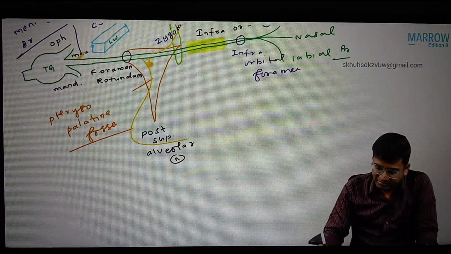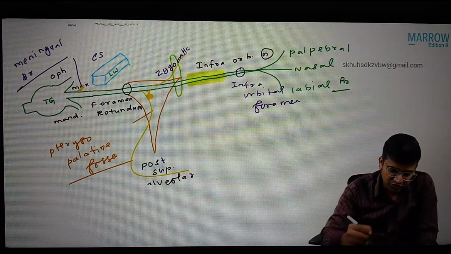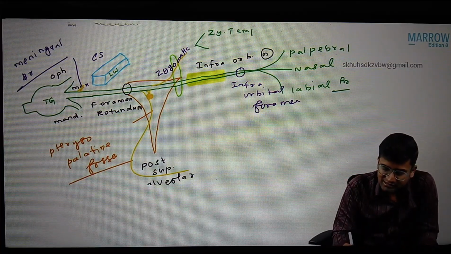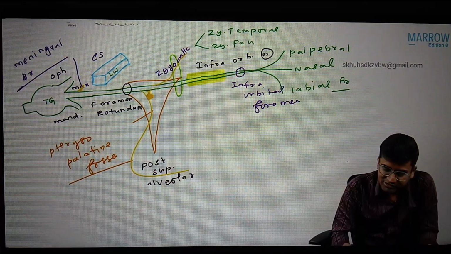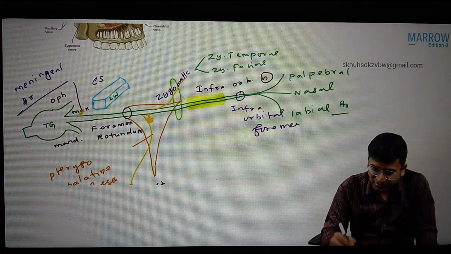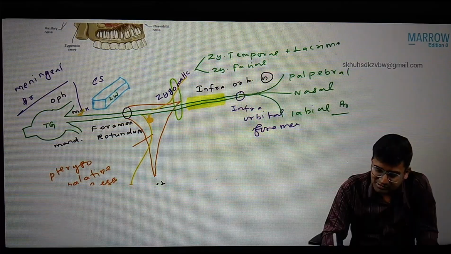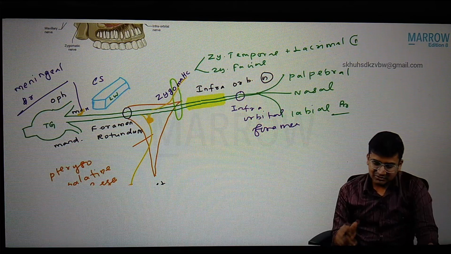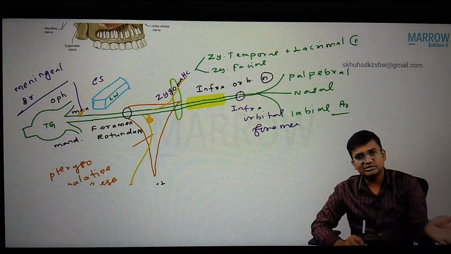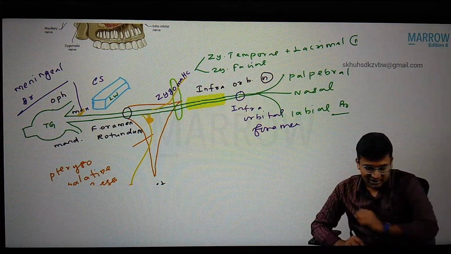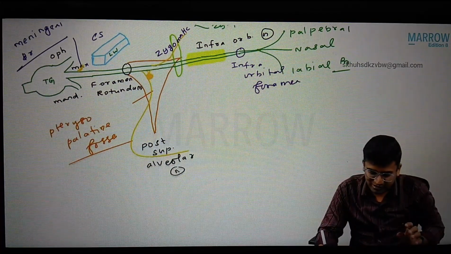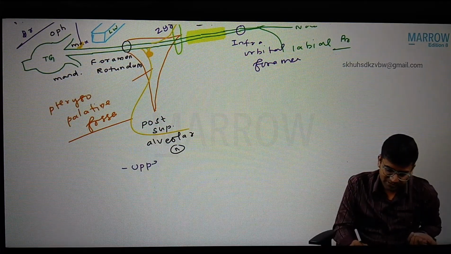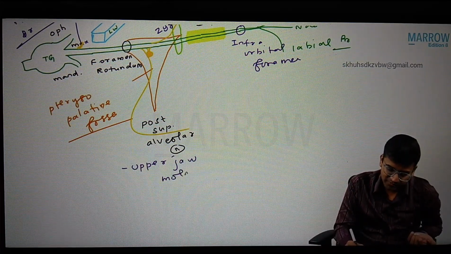Right. Now the zygomatic branch is divided into zygomaticofacial and zygomaticotemporal. The zygomaticotemporal joins with the lacrimal nerve and in turn supplies the lacrimal gland. We saw this while discussing the parasympathetic ganglion. And what about the posterior superior alveolar nerve? The posterior superior alveolar nerve supplies the upper jaw molar tooth.